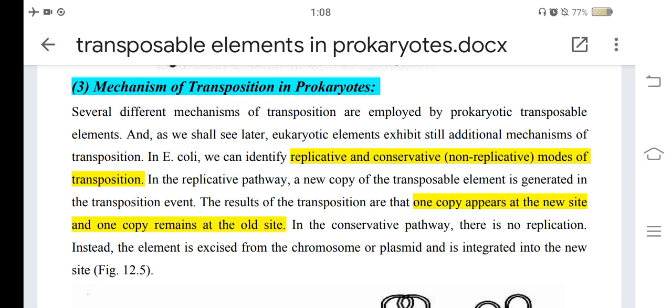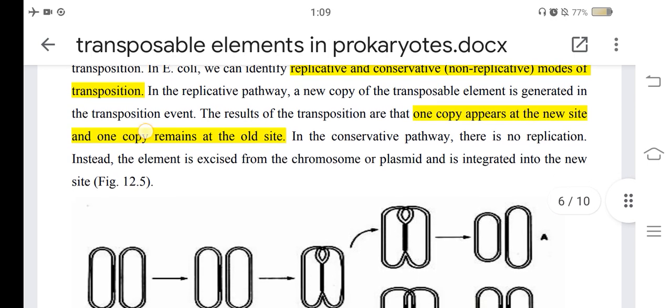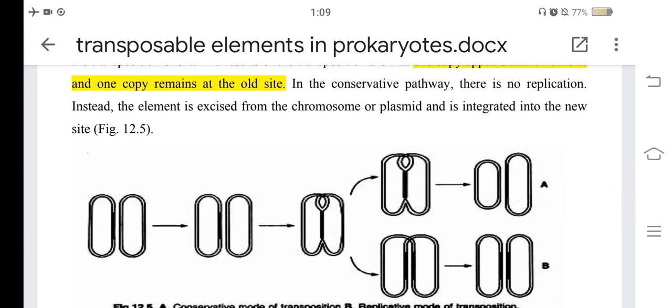Several different mechanisms of transposition are employed by prokaryotic transposable elements, and as we see later, eukaryotic elements exhibit still additional mechanisms of transposition. In E. coli, we can identify replicative and conservative non-replicative modes of transposition. In the replicative pathway, a new copy of the transposable element is generated in the transposition event. The result is that one copy appears at the new site and the new copy remains at the old site. In the conservative pathway, there is no replication. Instead, the element is excised from the chromosome or plasmid and is integrated into the new site.